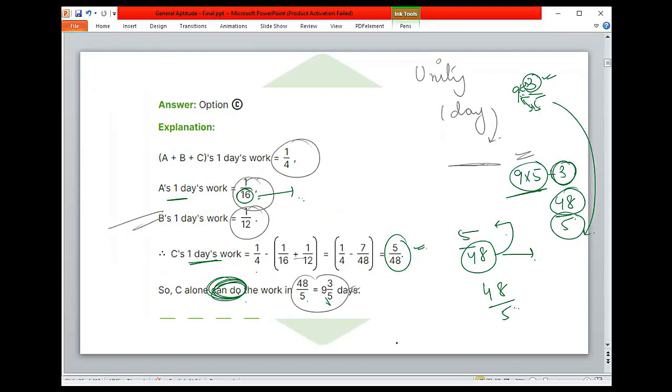Okay. So I forgot to add on one extra step. In one day, it is doing 5 upon 48. We had to find out total number of days. So it would be 48 upon 5, because in B's one day work is 1 upon 12. Total number of days were 12, right? So over here also you had to do the reciprocal thing. Understood? Just add on this one extra step. Clear?